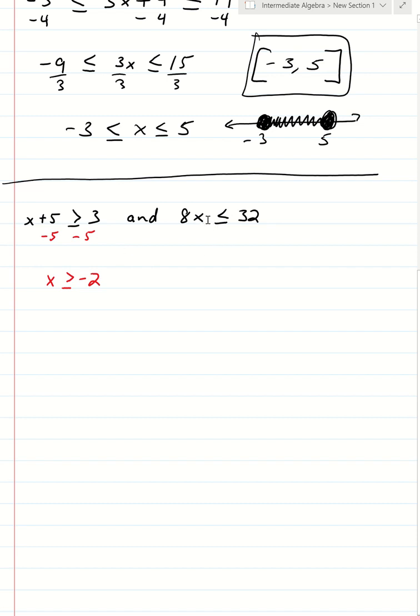Let's take a look at this second inequality now. So for that, I'm going to use a different color. I'm going to go with green. To solve this one, I would have to divide both sides by 8. And if I divide both sides by 8, we get x is less than or equal to the number 4. Now we have solved each inequality separately, okay? And I did that because I had two different algebraic expressions. Now what I'm going to do is I'm going to graph each inequality independently.